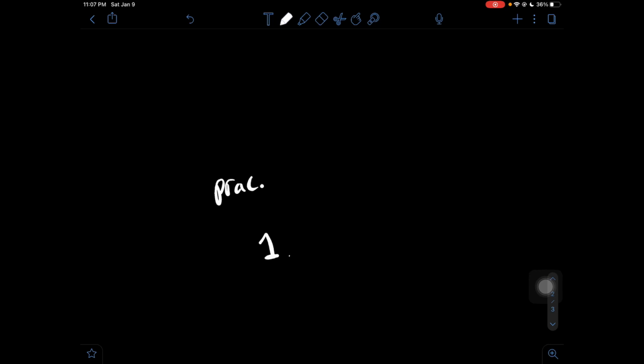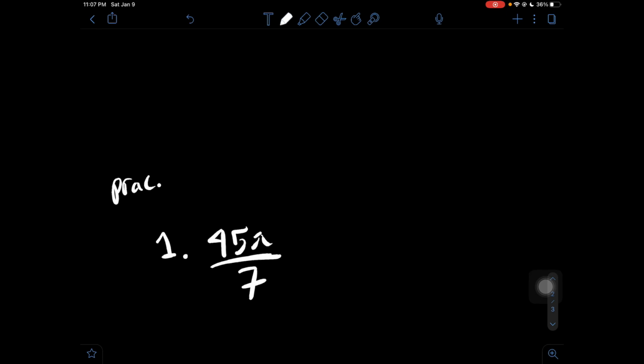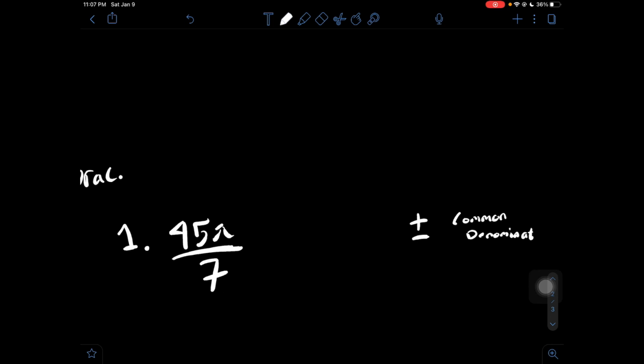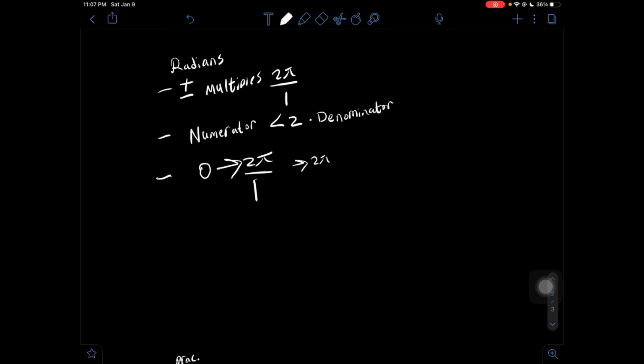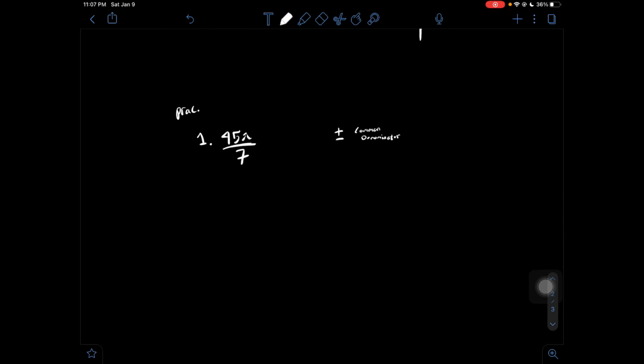So in our first practice problem, we're going to get 45 pi over 7. Now, if you guys remember from elementary school, in order to add or subtract fractions, you need a common denominator. In this scenario, we have a denominator of 7. So again, as we said in our first rule, we can add or subtract 2 pi over 1 or multiples of 2 pi over 1.